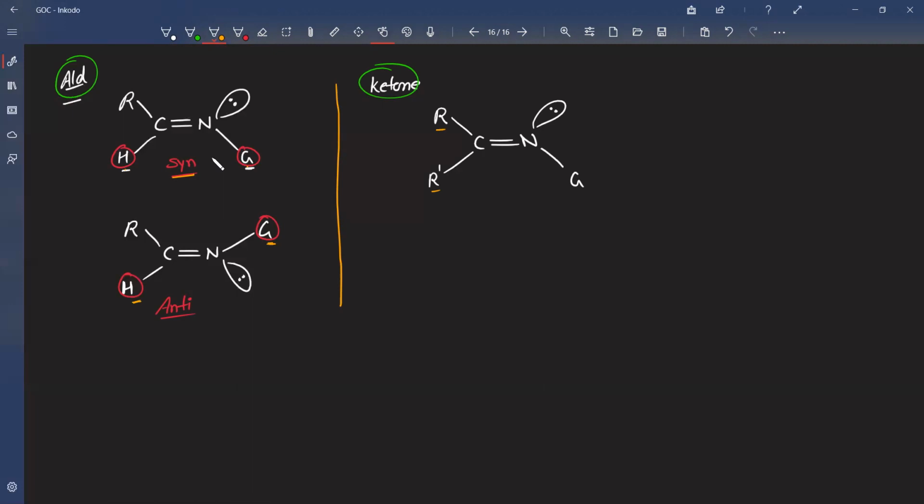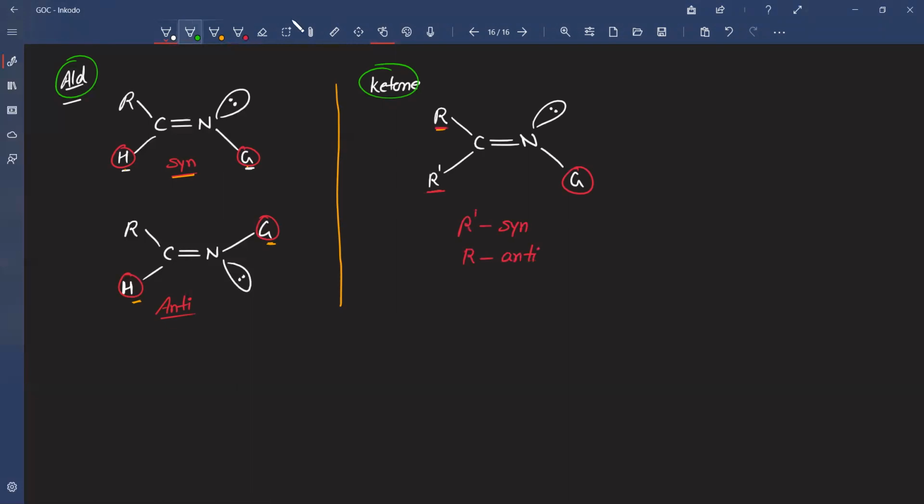So in this case, the convention which we use is we say that this structure, with respect to G, R is at anti position and R' is at syn position. So we name it like this. With respect to R', it is syn, and with respect to R, it is anti. So now you have fixed it. So this is one configuration.